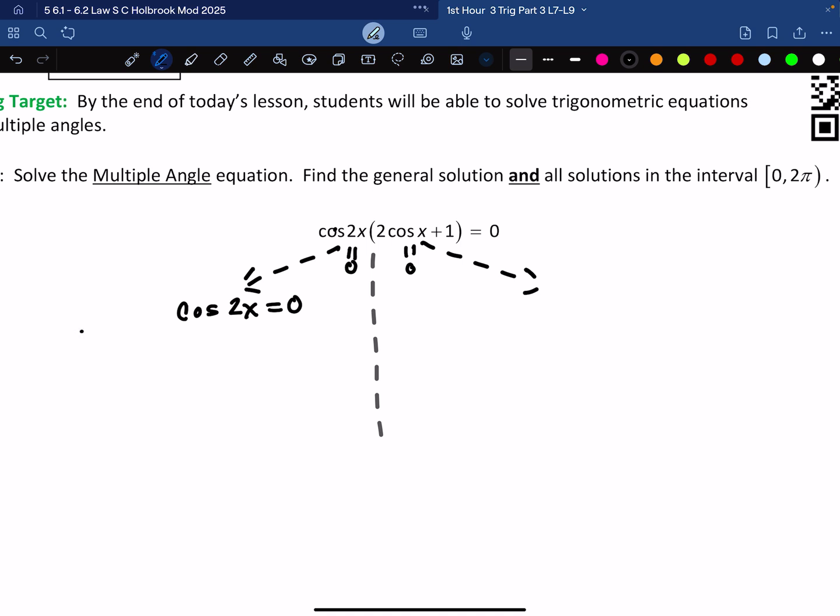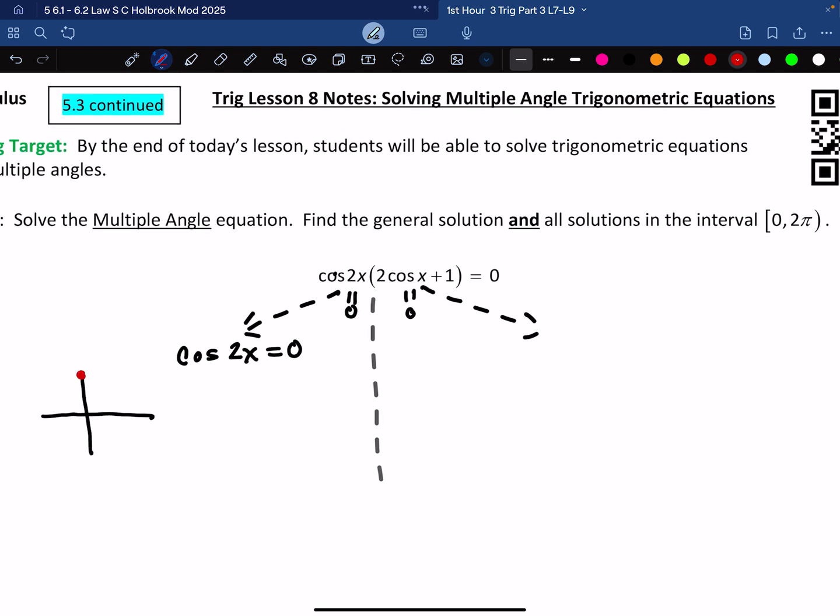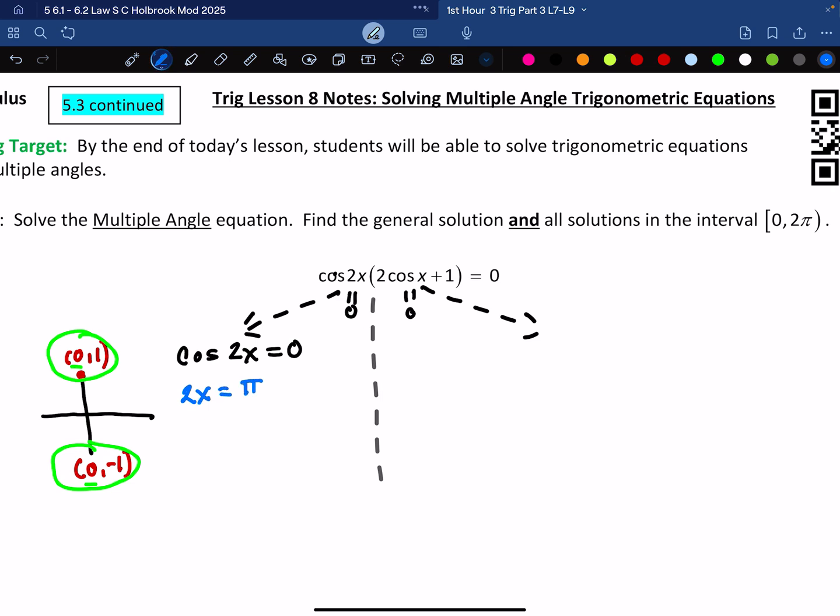All right, so I will set up my little coordinate plane here, and you have your quadrantal angles that you're going to be considering. So for this first one, this first one over here, you have 0, 1, and this coordinate is 0, -1. So you can see that over here, cosine being the x value, we have cosine of 2x is equal to 0 at both of these positions. Okay, so we can write this out as saying 2x is equal to pi over 2 for the first one.